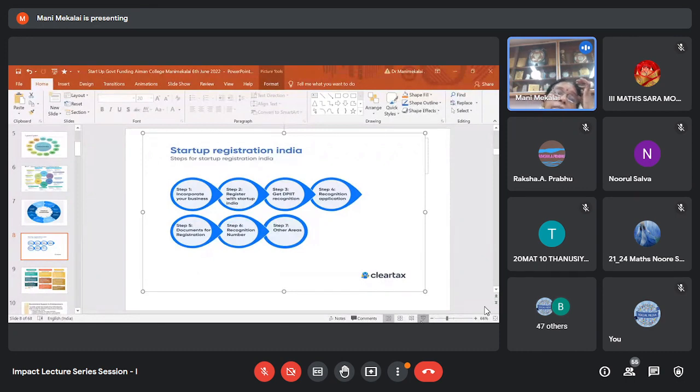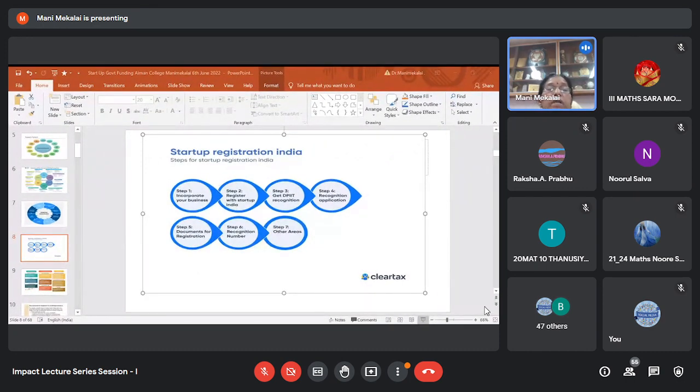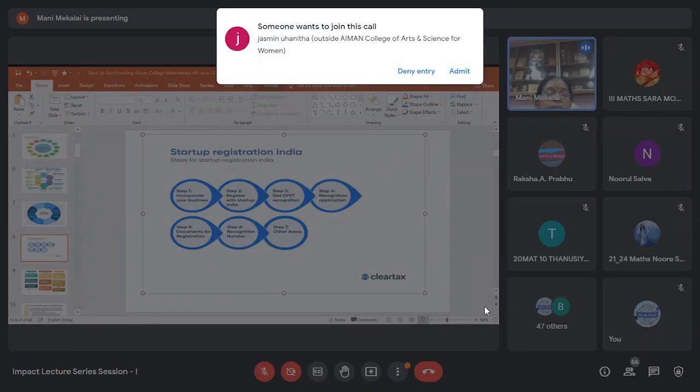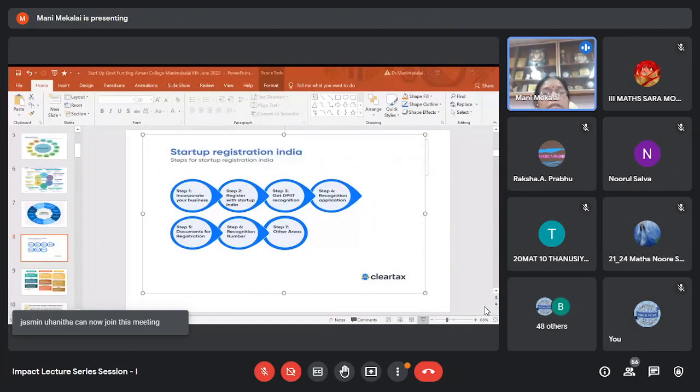Next slide. It is about startup registration. What are the processes and steps involved? Step one is to incorporate your business. You have to decide that this is my business. As I was saying, I am going to take up jaggery production from sugarcane: take the sugarcane from the field, get it processed, and immediately go and sell that jaggery in the market. So you incorporate your business and see whether you can do it on your own or with some partnerships.